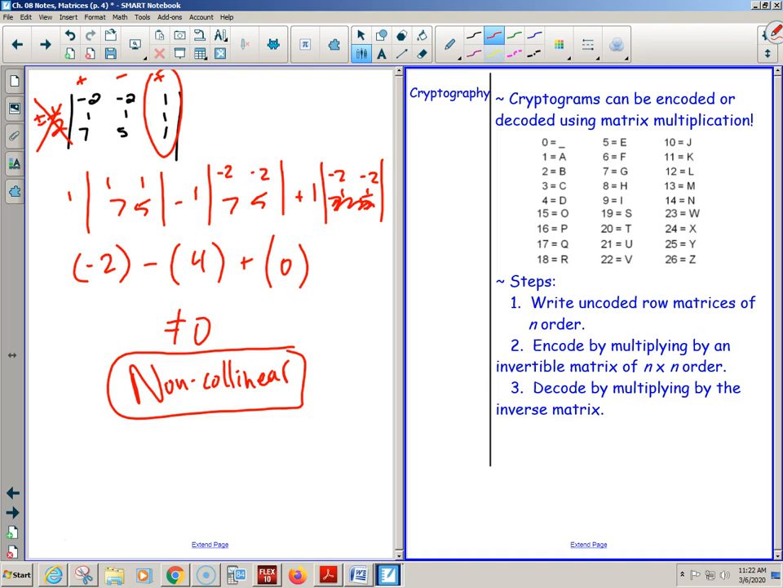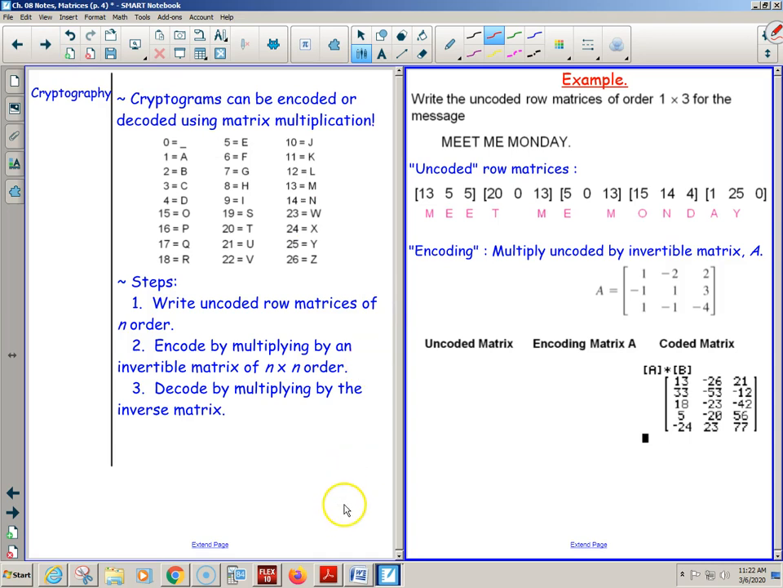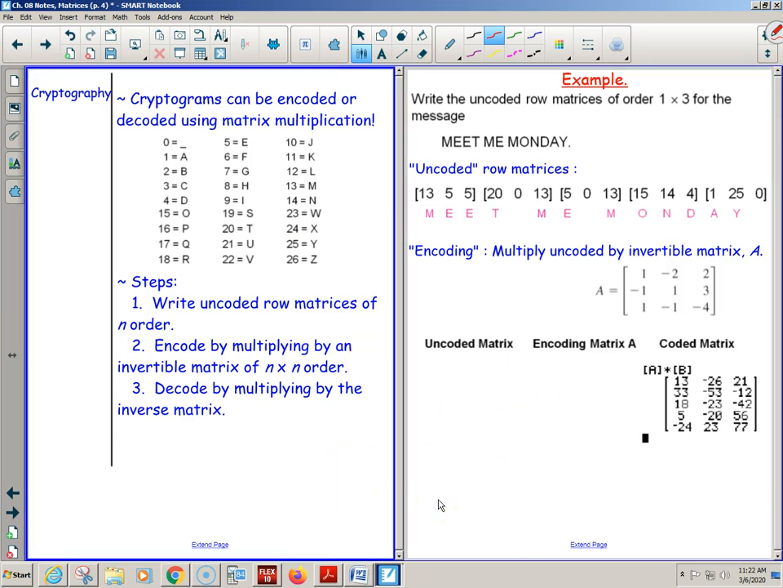And now coded messages. Last application. Coded messages using matrices. The matrices aren't coded. The messages are coded with matrices. Now, you could write out the entire alphabet with 0 through 26. You could. Do you necessarily need to?